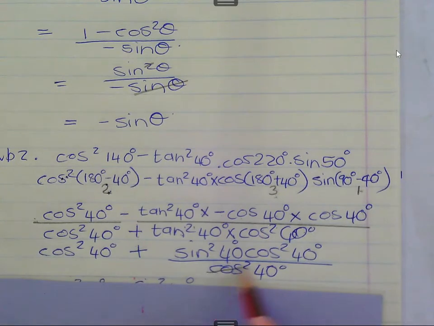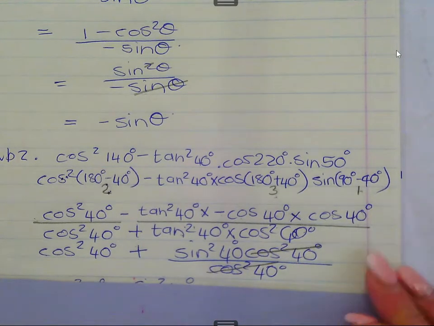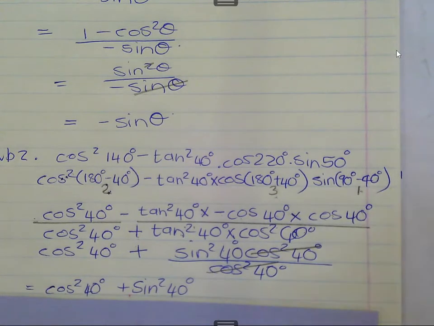And now my cos can cancel out. And I'm left with cos squared plus sin squared. Can you tell me anything about cos squared plus sin squared?